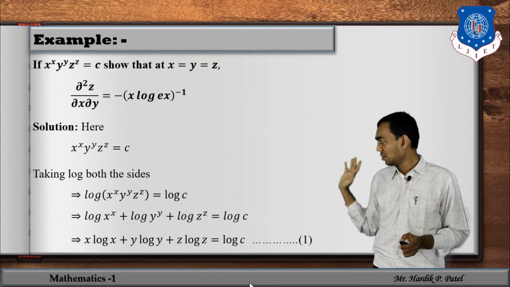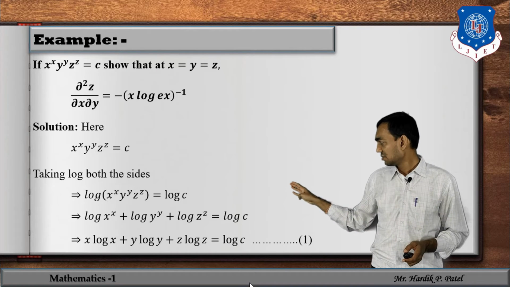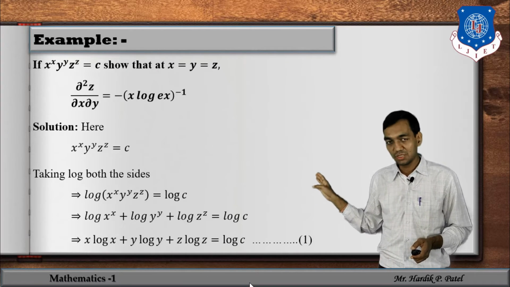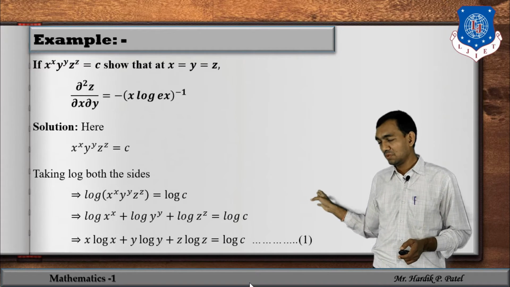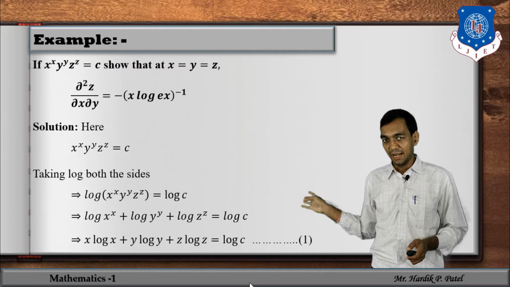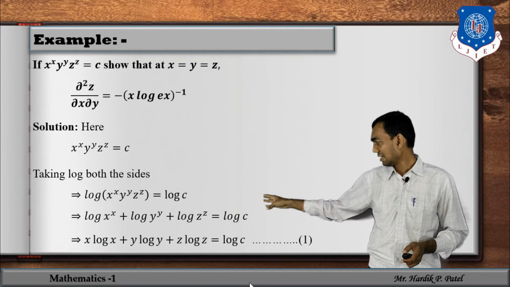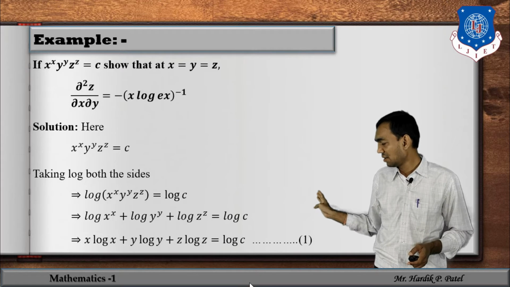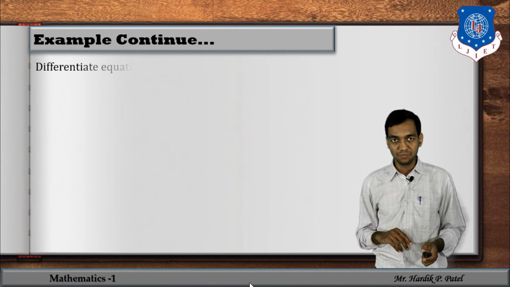So we are going to take log on both sides. So taking log both sides, that will give log of x raised to x, y raised to y, z raised to z is equal to log c. Using the properties of log, multiplication will be separated by addition, and powers will go as multiplication of log, and that will give x log x plus y log y plus z log z is equal to log c. This is your equation number 1.